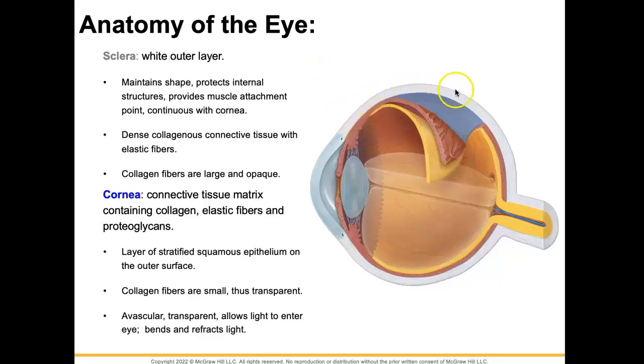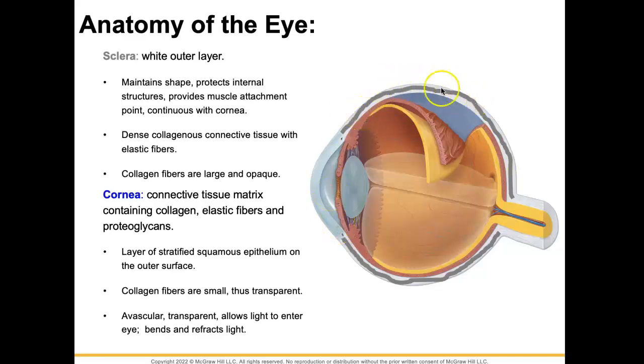So the white part here is going to be the sclera, and I actually highlight it here in gray, and this is going to help to maintain the shape and protect our internal structures of the eye. Like in the cadaveric photo we saw, it also provides muscle attachment and will be continuous with the cornea anteriorly.